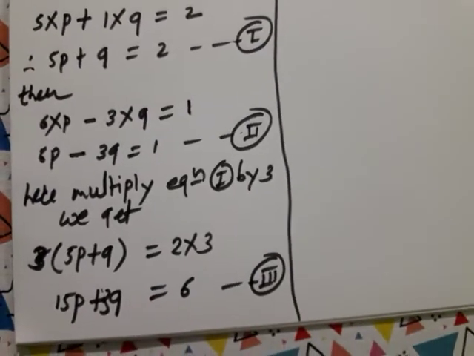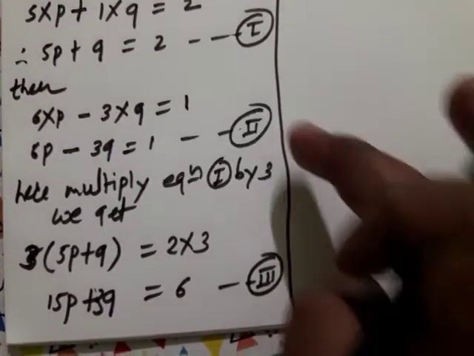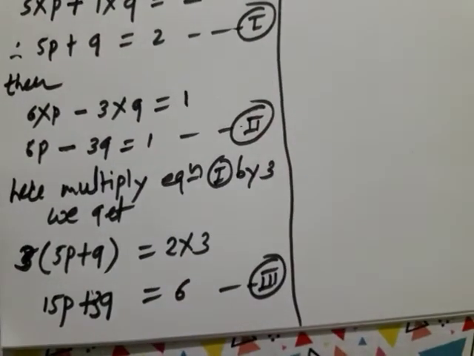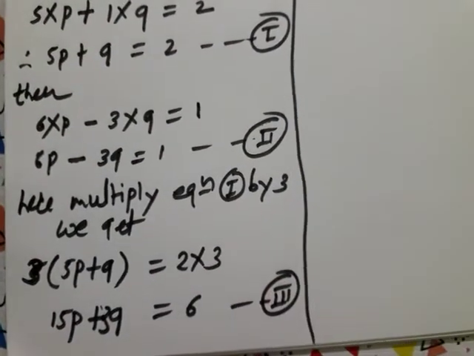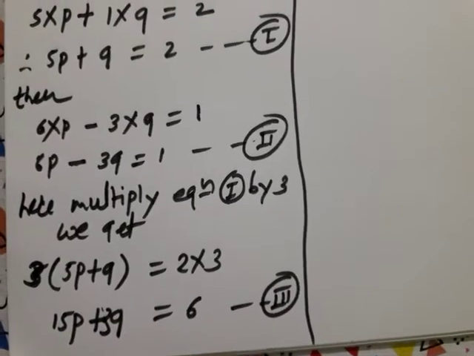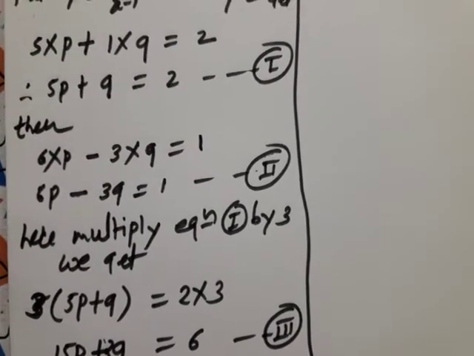Now we will consider equation second and third. Okay, for what purpose? Look here, here 3q is there, here minus 3q is there. Suppose we add those two equations, here q will automatically, what will happen?